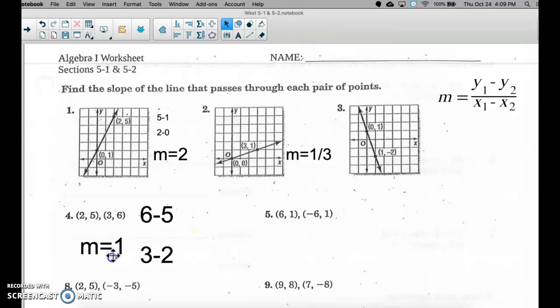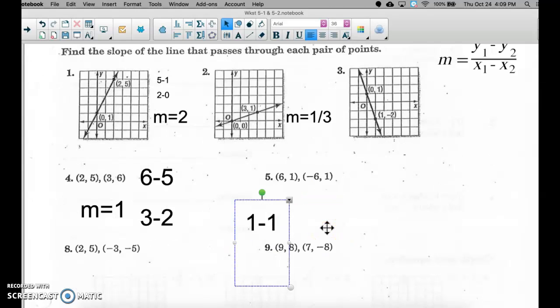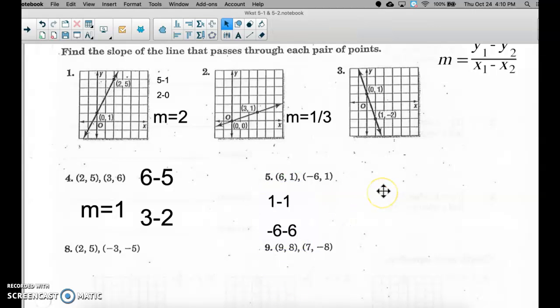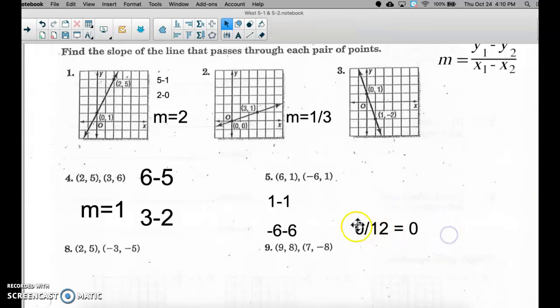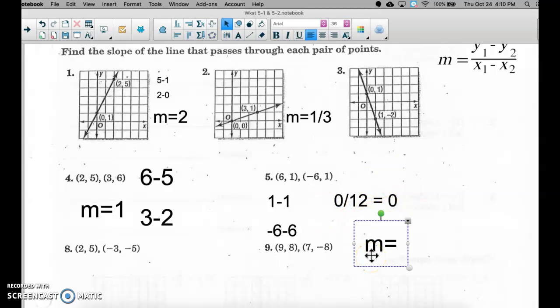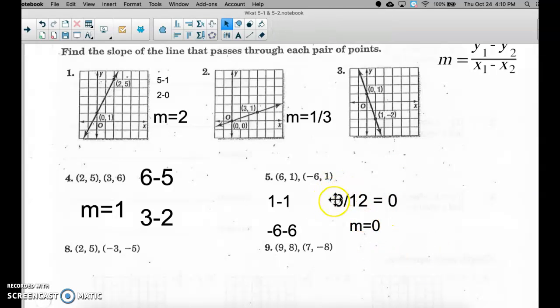My slope is 1. For another one, we've got 1 minus 1 over negative 6 minus 6. Again, I'm just taking 1 minus 1, negative 6 minus 6. And that is going to equal a slope of 0 over negative 12. Now, one thing to know about 0 over 12 is it's the same thing as 0. This is not undefined. We're okay because the 0 is on top. It's not on bottom. So our final slope is just m equals 0. If that 0 was on the bottom, we would have an undefined slope. But again, it's on the top.